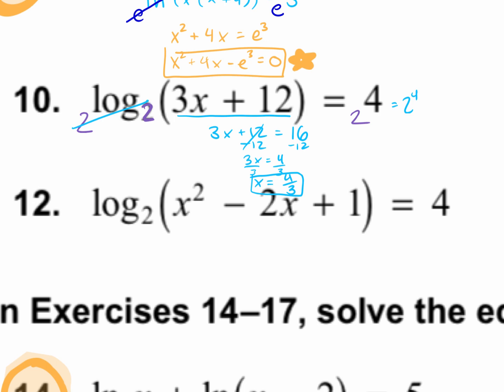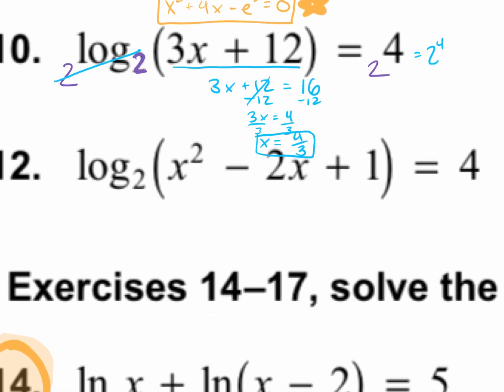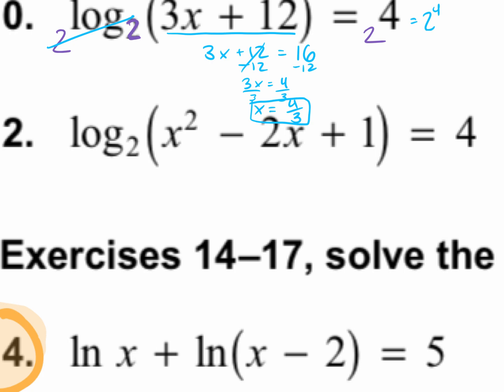All right, let's look at 12. So I have a log on just one side. How do I get rid of that? How do I cancel out the log? Make the big base 2. Why are we making the big base 2? Because the little base is 2, so it'll cancel out. So I have to make the big base 2 on both sides. So 2 to the power of log base 2 cancels. So I'm left with x squared minus 2x plus 1 is equal to 2 to the 4th power. What's 2 to the 4th power? 16.